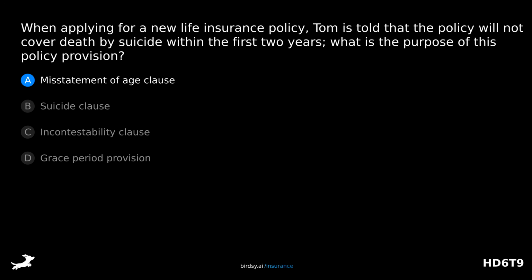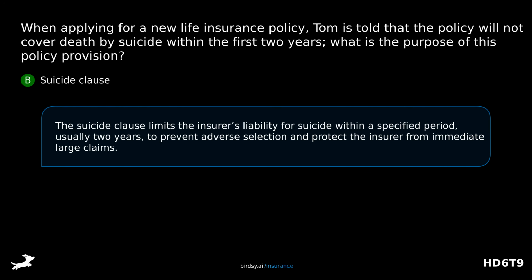Is it A, misstatement of age clause, B, suicide clause, C, incontestability clause, or D, grace period provision? The correct answer is B, suicide clause. The suicide clause limits the insurer's liability for suicide within a specified period, usually 2 years, to prevent adverse selection and protect the insurer from immediate large claims.